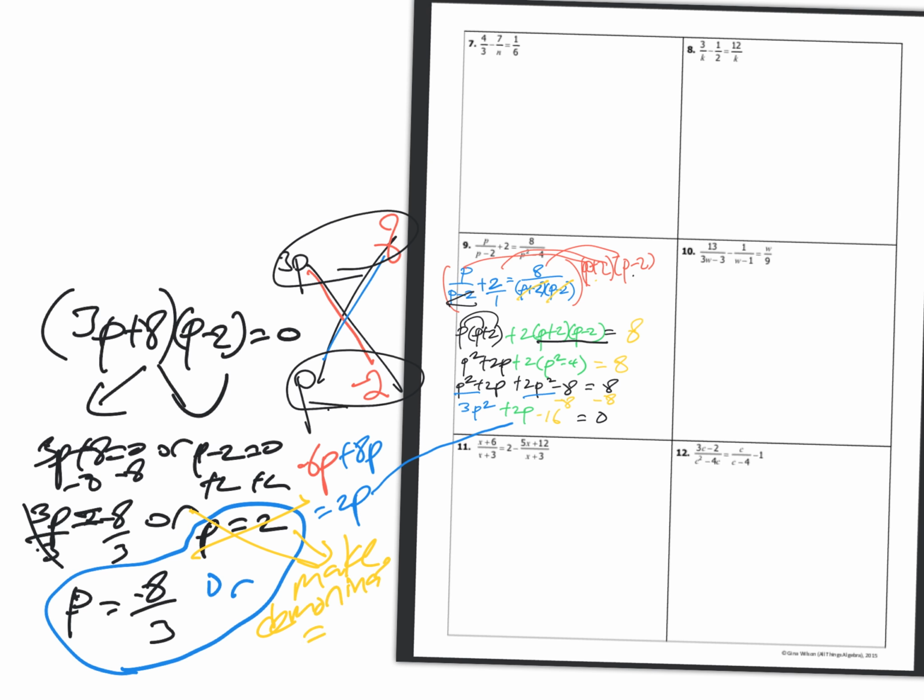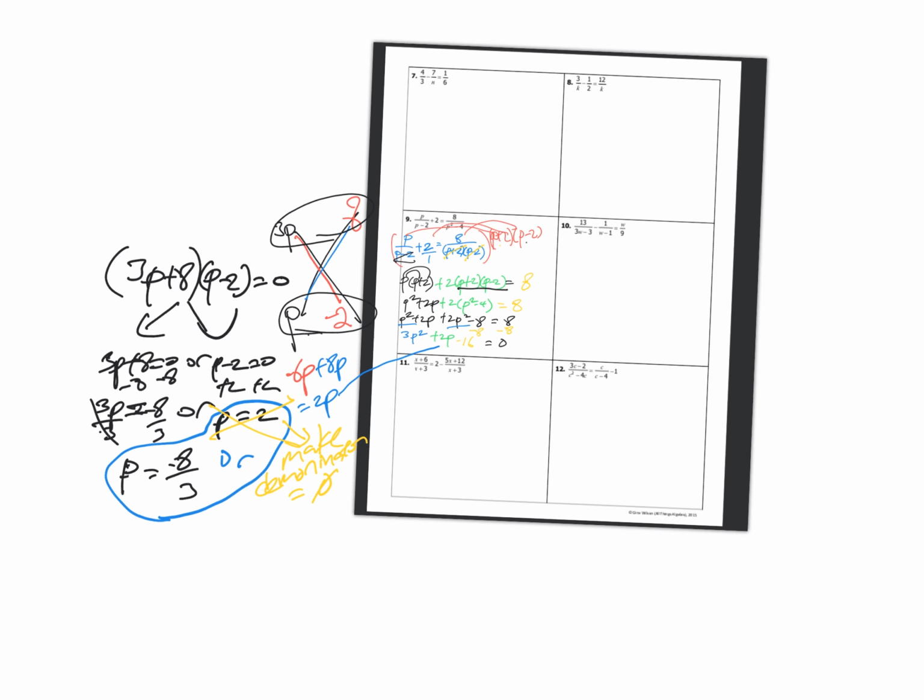the denominator equal 0. So please make sure that you check at the end to make sure your answer does not make the denominator equal 0. All right, we're going to do one last question.